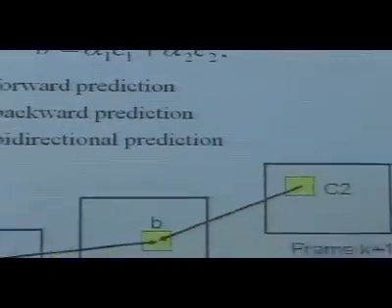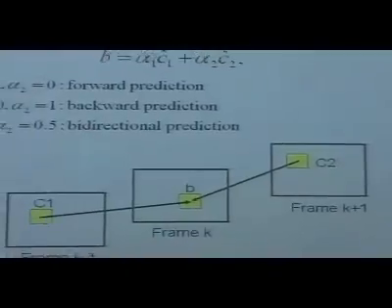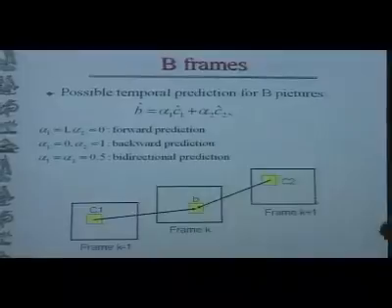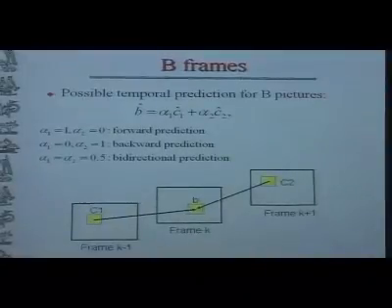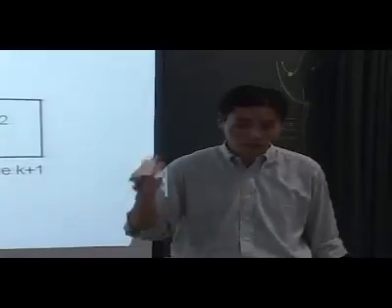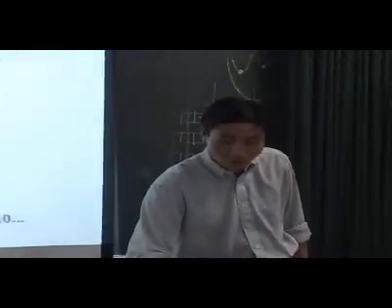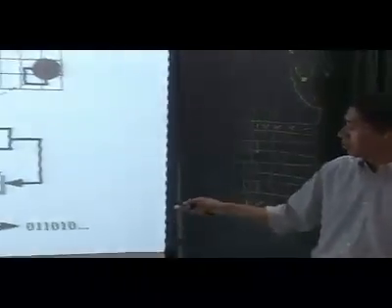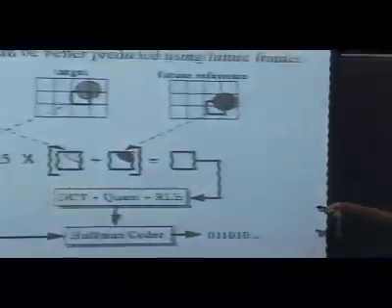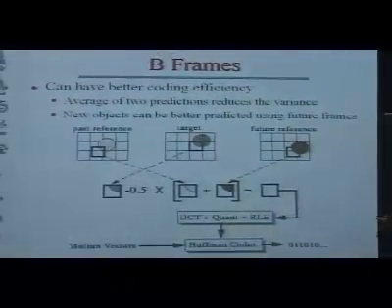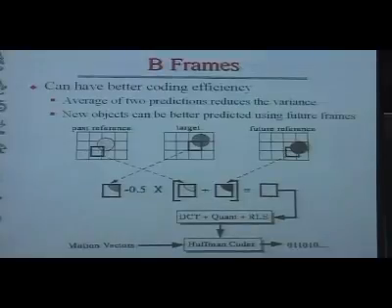At what cost? Double the computation time and delay. And this is a demonstration of how sometimes using both backward and forward gives you a better motion estimation.